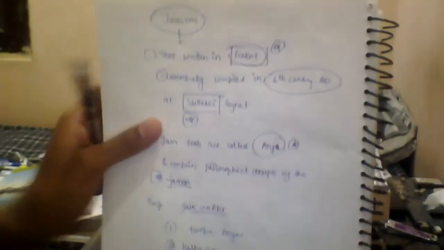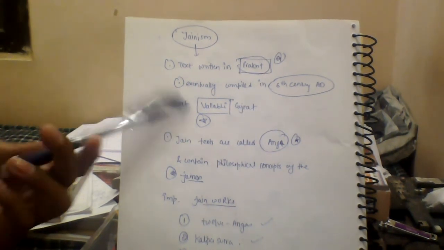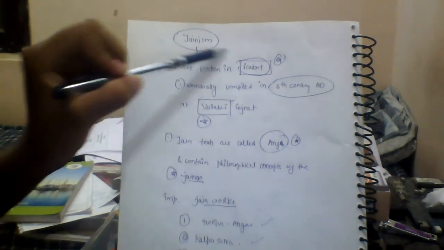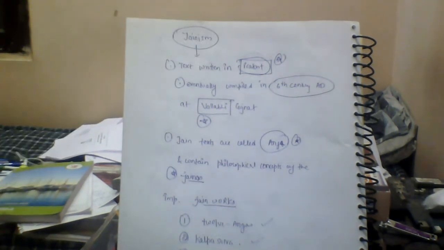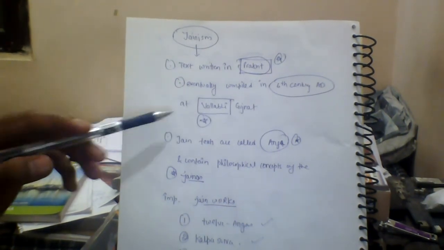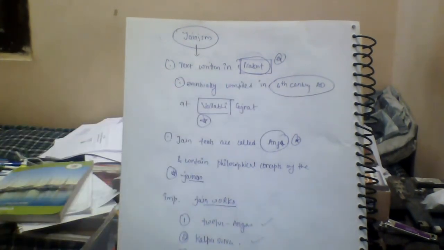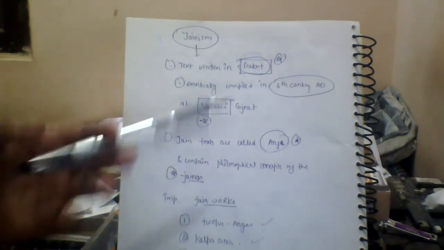And then moving to the next thing, Jainism. Jainism also tells us about ancient Indian history. The texts were written in Prakrit. This is the important thing that you have to understand here. Jain texts were written in Prakrit, and Buddhist texts were written in Pali and Sanskrit. So don't confuse these things. These might be very simple questions in UPSC. You can easily score marks here. They were eventually compiled in the 6th century AD at Vallabhi, Gujarat. Jain texts are called Anga, as we all know, and contain the philosophical concepts of Jainism.